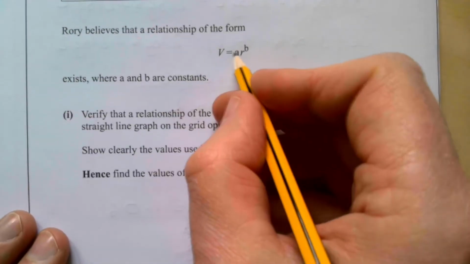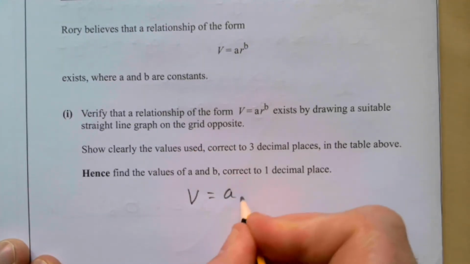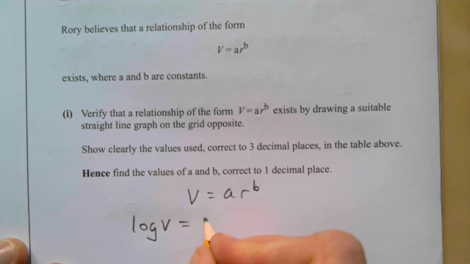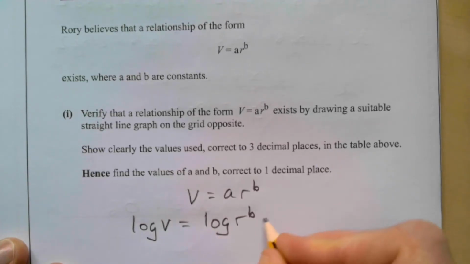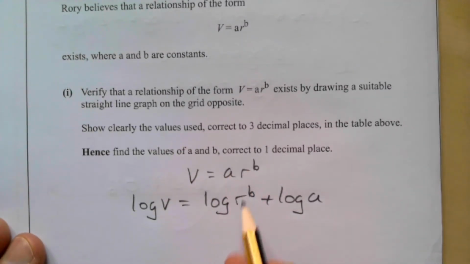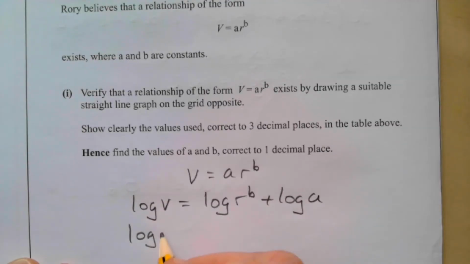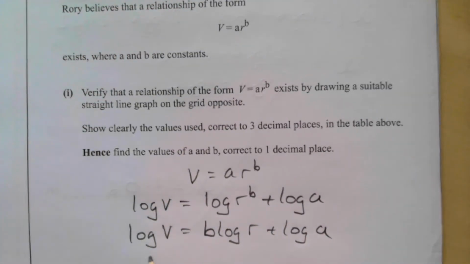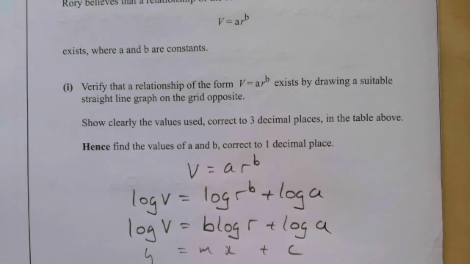Down below we need to rearrange this to get in the form we want, so it's v equals a r to the b, and that is log v equals log r to the b plus log a. Hopefully you're okay with that. I've switched those two around because of the way we want it. And then log v equals b log r plus log a. So this is now in the form of y equals mx plus c. And so if we plot log r against log v, we would hope to get a straight line.